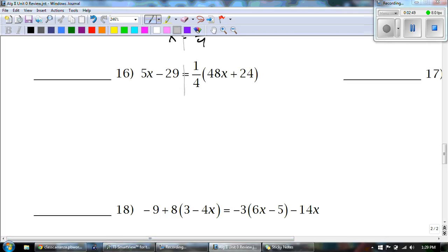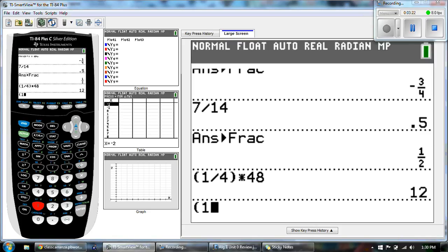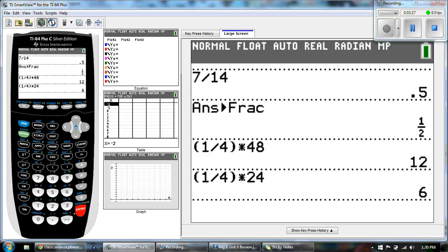All right, number 16. This is one where we have to distribute. The left side stays the same, 5x minus 29, and then distribute. You can either do it in your head: 1 times 48 is 48, 48 divided by 4 would be 12x. But like, Mr. Grice, I don't know that. Use your calculator. 1/4 times 48, we get 12. The next one is 1/4 times 24. It's 6.